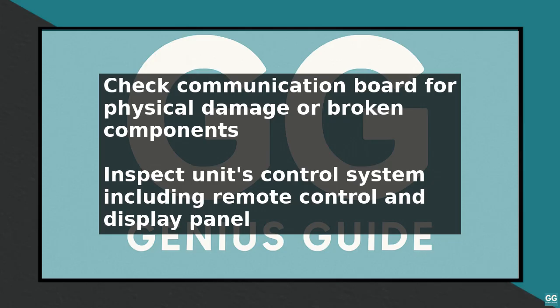properly again. By following these steps, you should be able to identify and fix the cause of the CF error code on your Samsung air conditioner. Remember to always refer to your user manual or the manufacturer's website for specific instructions and guidelines for your particular model.